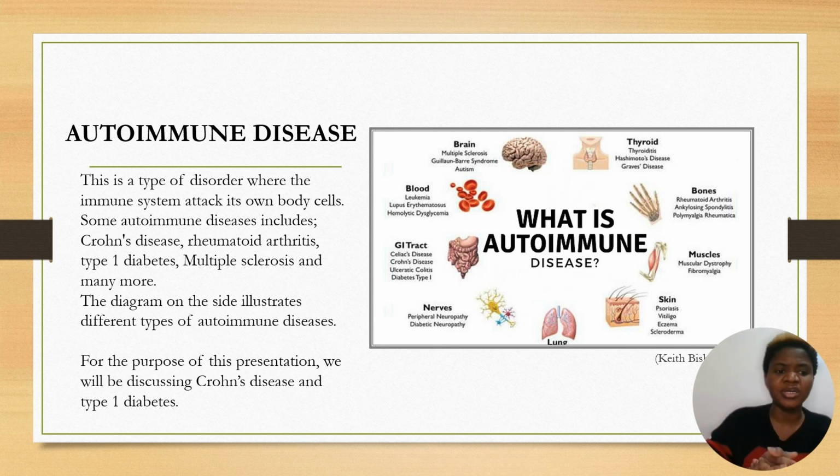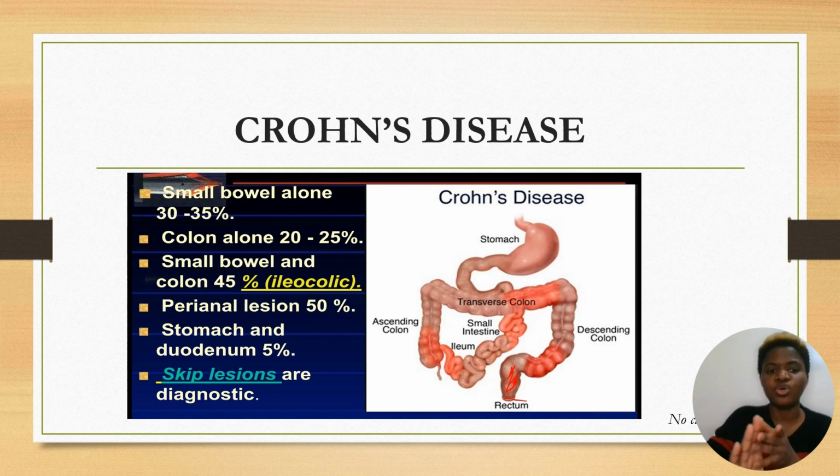It's sad, unfortunately, but there are different types of autoimmune disease. This picture definitely illustrates different types of autoimmune disease. For this presentation, we'll be looking at Crohn's disease and diabetes. Okay, so what is Crohn's disease?